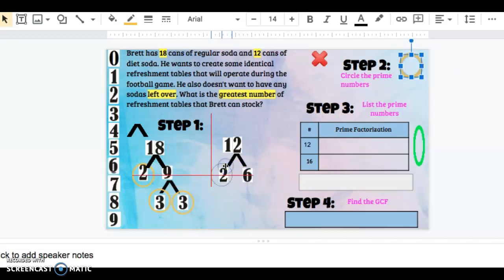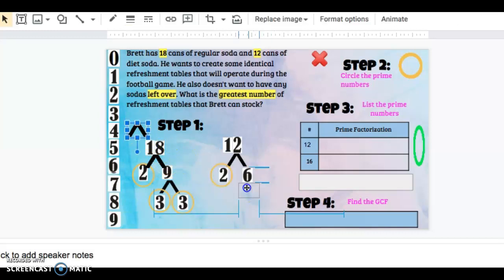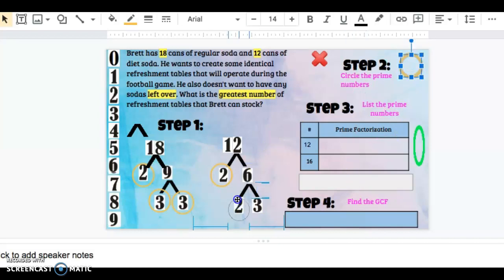And then 6, let's think about it. 1 times 6, and 2 times 3 gives me 6. So that means there's more than one set of factors. So I gotta break down 6. And I break it down, 2 times 3. Now I'm looking at that, I'm like, 2 times 3. Well, I know 2 and 3 are both prime numbers. So I'm gonna circle them. Circle my 2. Circle my 3. Both branches end on apples. There's no more I can put here. I can't do anything with 12.